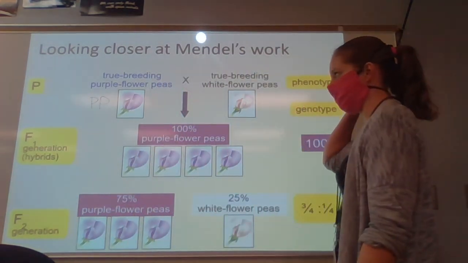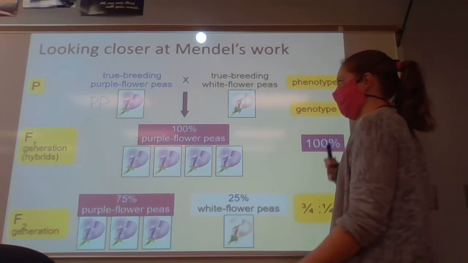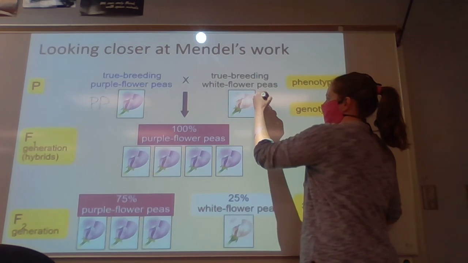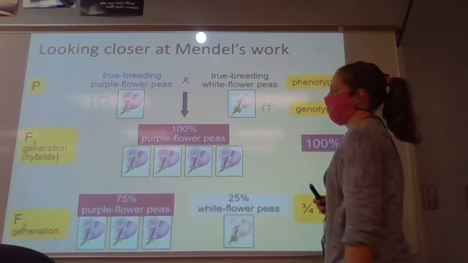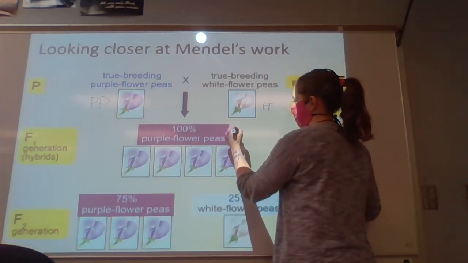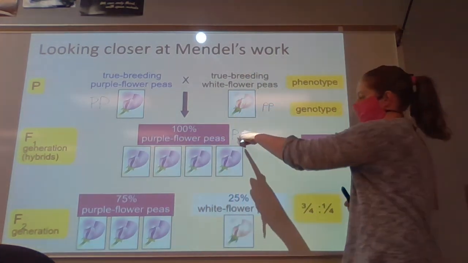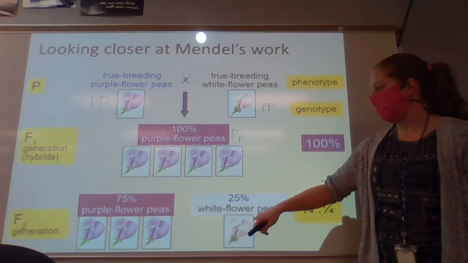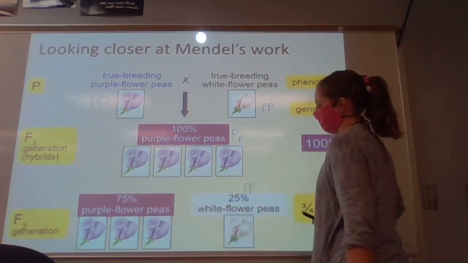Purple parent should be homozygous dominant. Pure breeding recessive parent should be homozygous recessive. All the F1 are going to be heterozygous. Okay. They got the dominant copy from one parent, they got the recessive from the other. This white flower offspring has to be homozygous recessive.